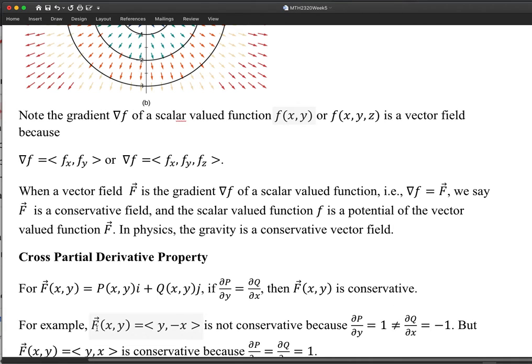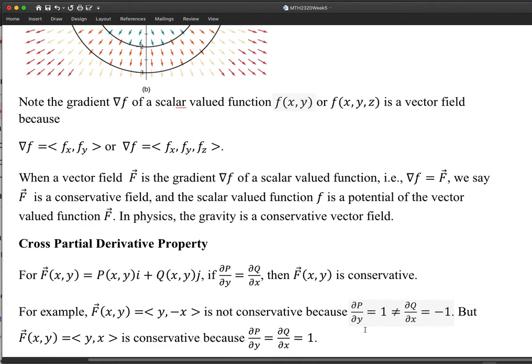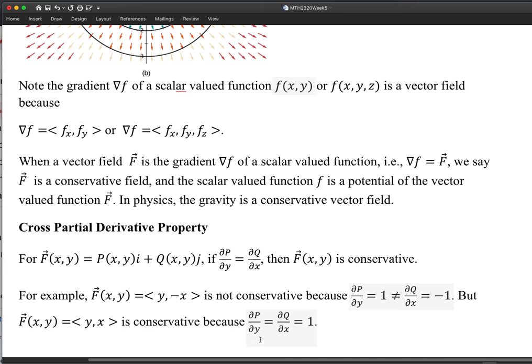For example, I'm having a very simple vector field y and negative x. It is not conservative because dP/dy, as you can tell, is 1, and dQ/dx is negative 1, right? So dP/dy and dQ/dx are not the same. So it is not conservative. And also, if I make a small change, I make the vector field y and x, then it turns out to be conservative because dP/dy and dQ/dx are the same, just 1. So it is conservative. Okay.